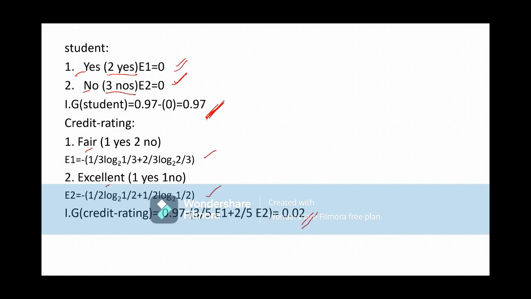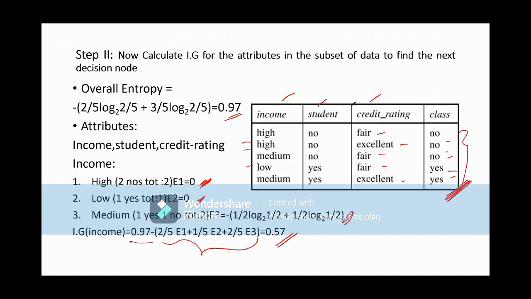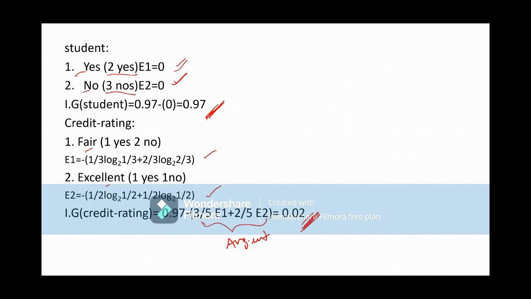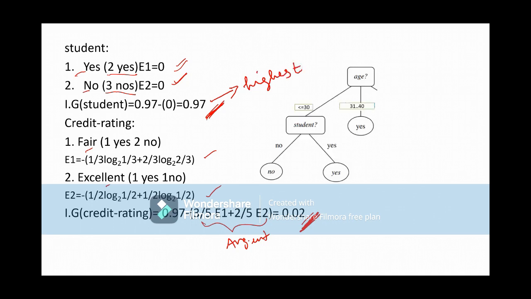yes, the entropies are calculated for fair and excellent, and the information gain for credit rating has been calculated. Now the highest information gain is for student. So student will be the next decision node. So your decision tree will look like this. Yes. So your left side portion is now solved.